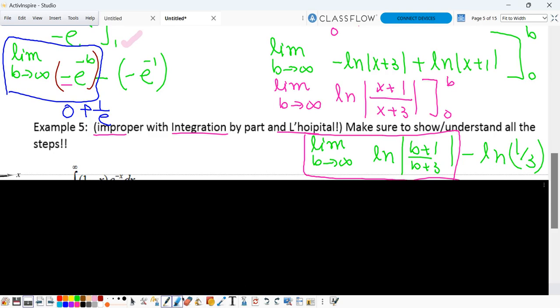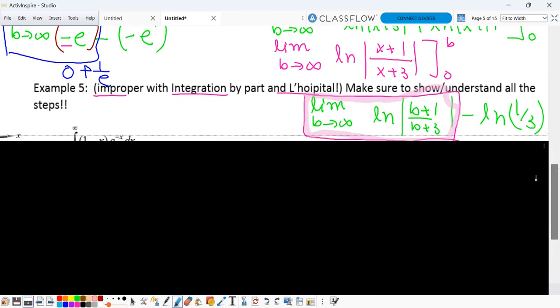Now your job is to figure out what happens to this piece of the term. As b goes to infinity, it is infinity over infinity, which is an indeterminate form. My bad. It is infinity over infinity, an indeterminate form. So you could use L'Hopital, but fortunately the limit statement is such a sneaky one that it could go inside also.